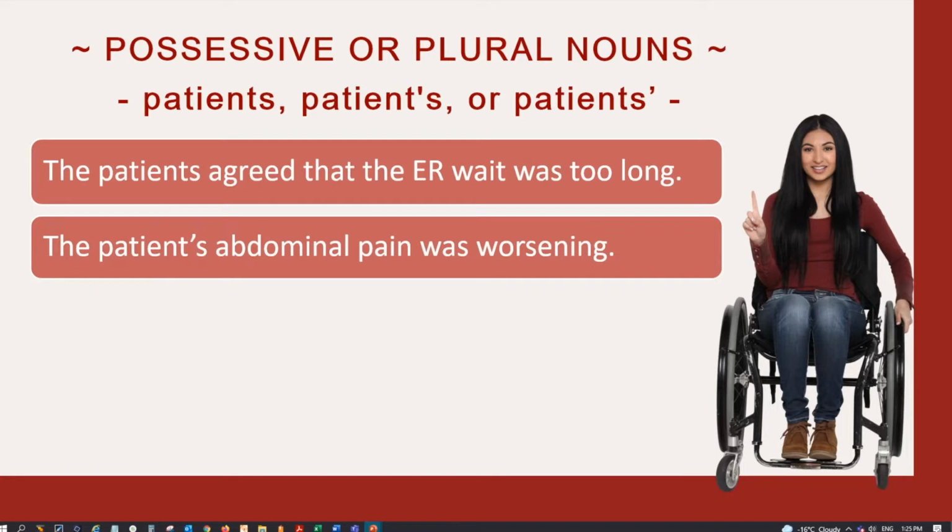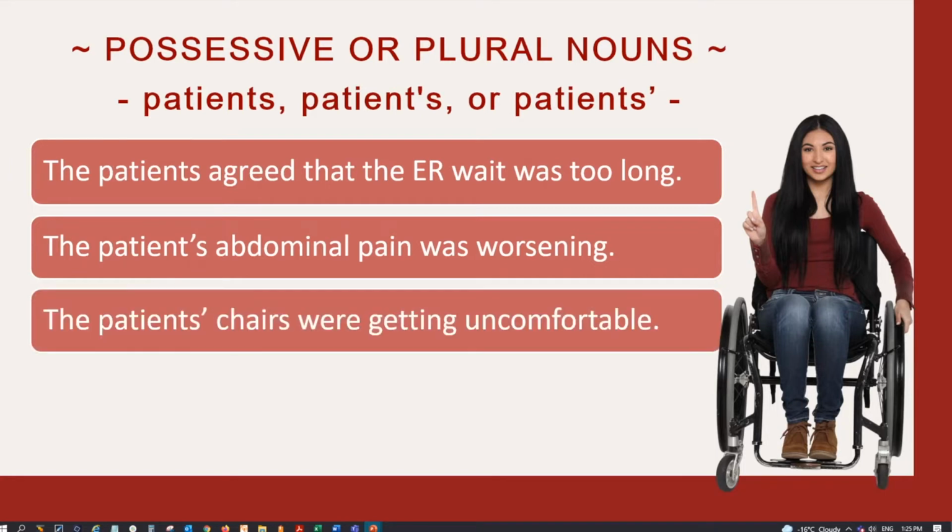But what do we do if there's something belonging to more than one patient? Okay, the patients' chairs were getting uncomfortable. We've all sat in the ER for too long. We know how that feels. So in this case, the chairs belong to those patients, more than one patient. So in this case, we're going to move that apostrophe to go after the S so that the word before that apostrophe is plural. That will show us there's more than one patient that these chairs belong to. Okay.